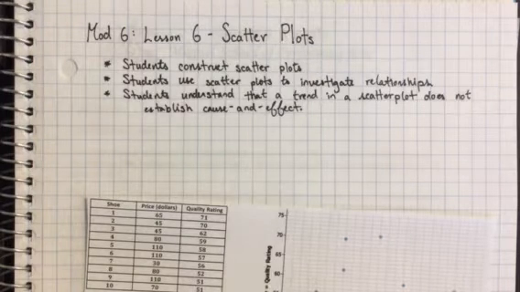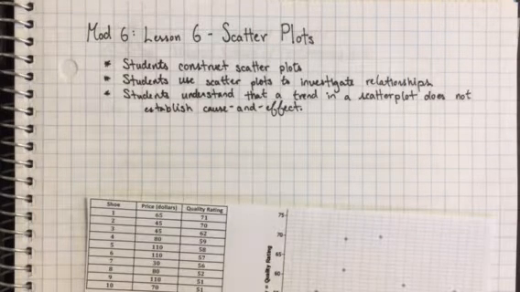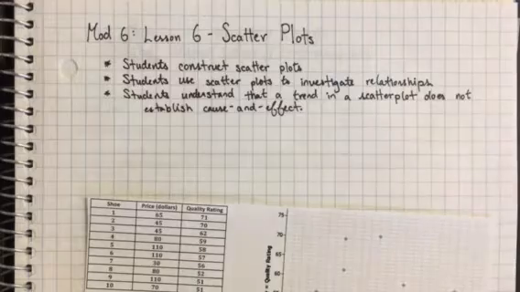Hi everyone, today we're looking at Module 6, Lesson 6, which is going to be on scatter plots. And our three learning targets for today say: students construct scatter plots, students use scatter plots to investigate relationships, students understand that a trend in a scatter plot does not establish a cause and effect.